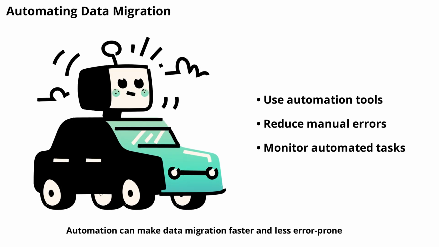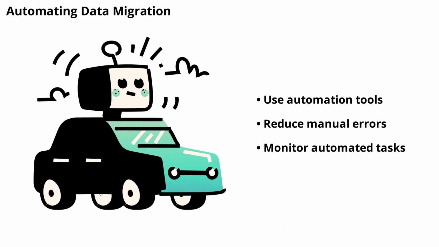Automation can make data migration faster and less error-prone. Use scripts or migration tools that support automation to handle repetitive tasks. Automation reduces manual effort and helps ensure consistency. However, always monitor automated processes and be ready to intervene if issues arise.